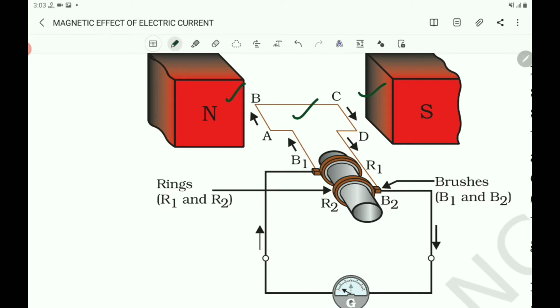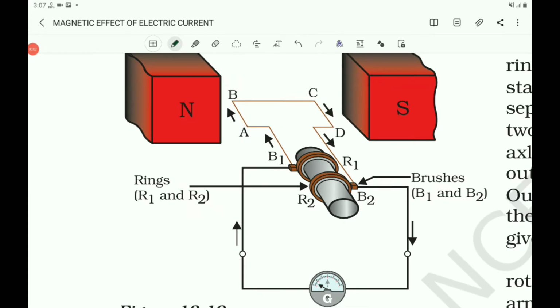Here what happens? The coil rotates in the magnetic field, and the magnetic field linking with the coil changes. That is, the coil rotates in a uniform magnetic field with its axis perpendicular to the magnetic field, and the magnetic field lines passing through the coil change and induce EMF in the coil, that is nothing but electric current in a circuit.